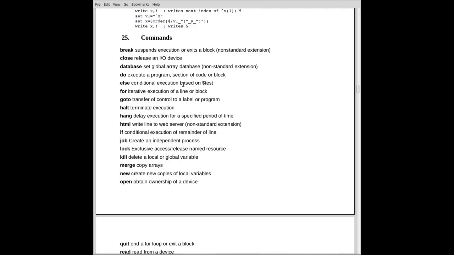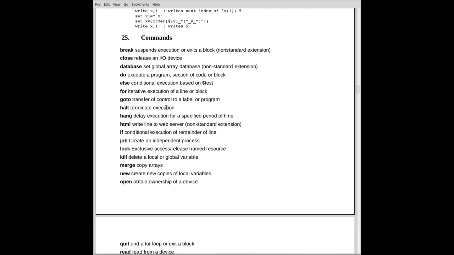The else is a conditional execution. It's based on the value of a system variable called $test. If $test is false, what follows the else will execute. If $test is true, the remainder of the line is skipped. We'll see that again in a little bit for real examples. For is the iterative command. We'll see a lot of examples. Goto is the goto. It transfers control to another label in the program.